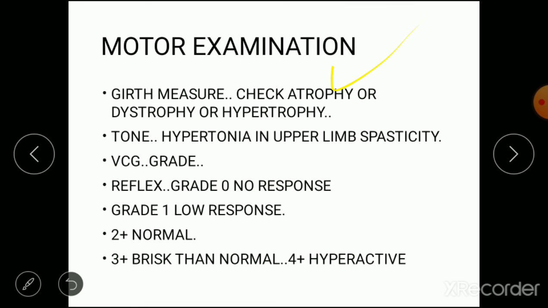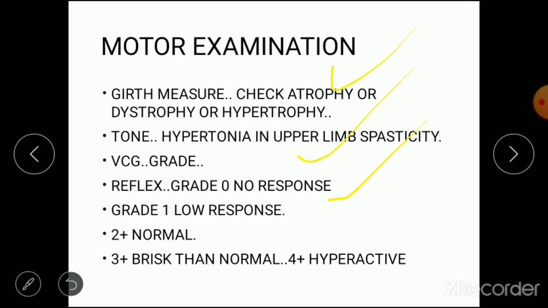Then motor examination. In that we have to examine the girth measurement, that is, we check whether atrophy, dystrophy or any type of hypertrophy is present or not. Then second is tone examination, that is, either hypertonia or hypotonia, whichever type of tone is present in the patient. Basically in MCA stroke, the patient suffers from hypertonia in the upper limb, and that is basically spasticity. Then we check the MMT grade if the patient is able.